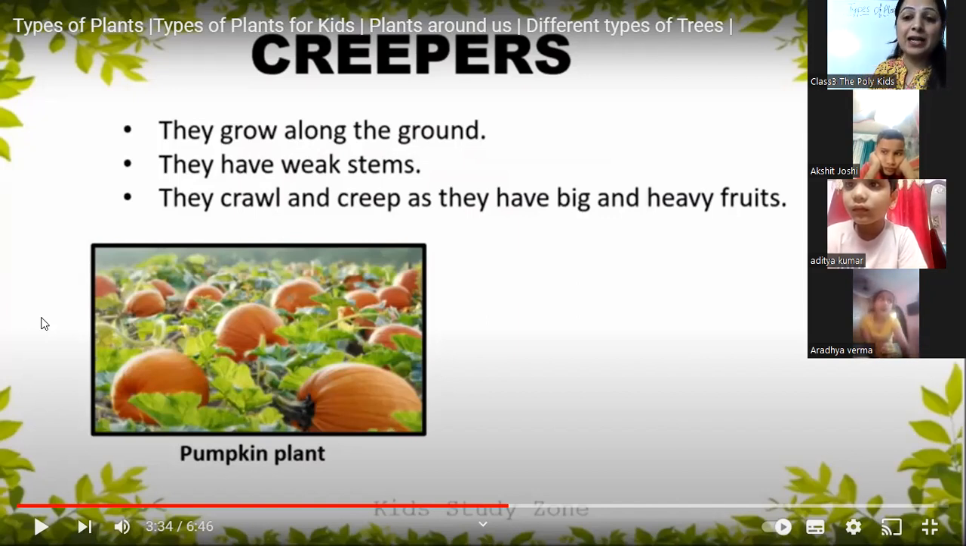These are shrubs. And if we are talking about climbers, the stem of climbers are very weak. That is why they need support to grow.